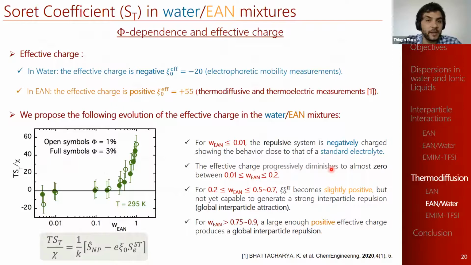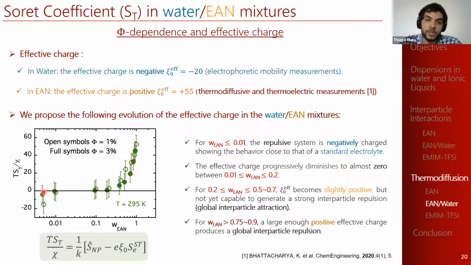In water, the effective charge is negative, as measured by electrophoretic mobility measurements. And in EAN, the effective charge is actually positive, as determined by thermodiffusive and thermoelectric measurements. So if you take a look here at S_T over the volume fraction, we can see that the system starts here in the negative state. It then reaches this plateau, and then it starts to increase.